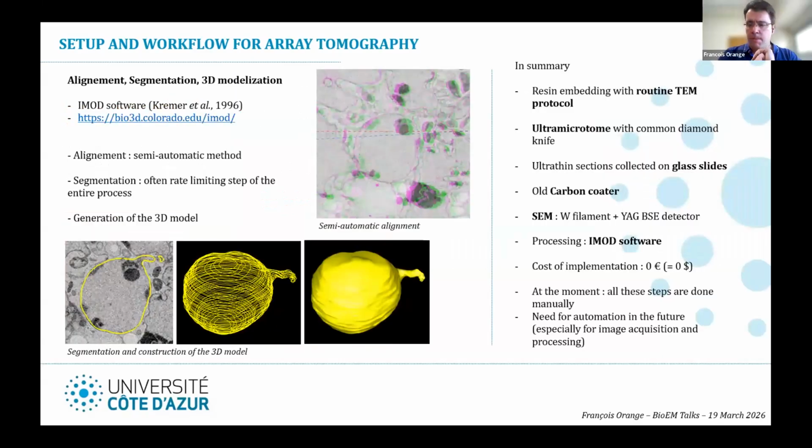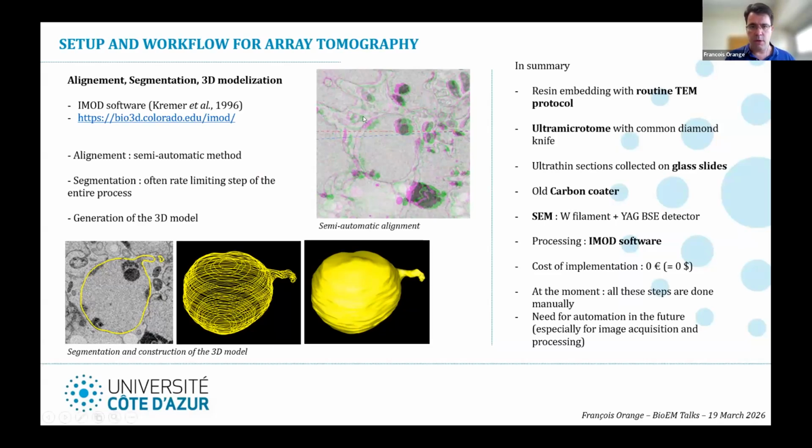The last step of this workflow is the image processing, where I've used the IMOD software, which is open source software for the alignment, the segmentation, and the 3D modelization. IMOD allows you to do all of this. The alignment tool is needed because images from successive sections will not be perfectly aligned. You need to do the alignment and correct any distortion, and there is a very powerful tool within IMOD for doing that.